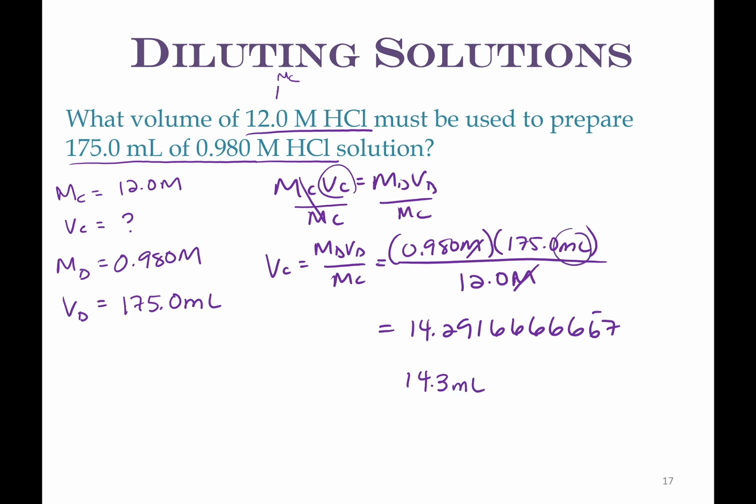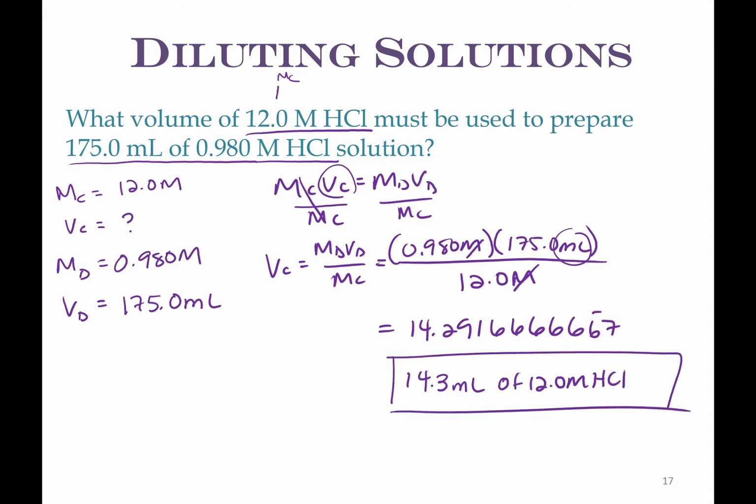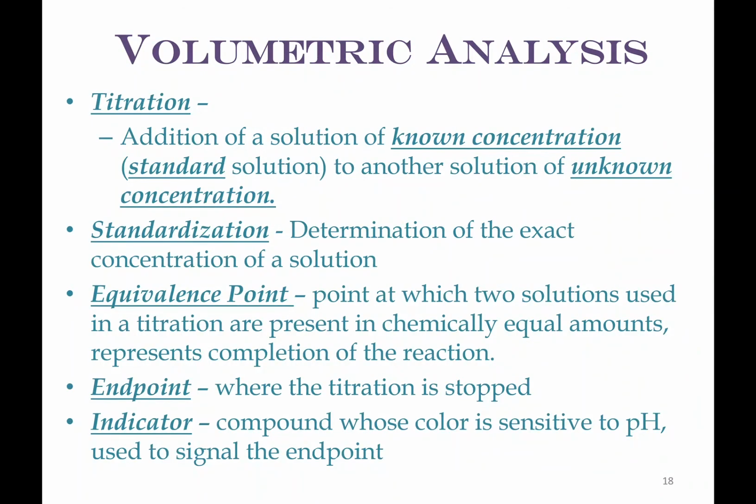But milliliters of what? Remember, if we have a volume unit, we always have to say what concentration we're using. Of 12.0 molar hydrochloric acid. Because if it wasn't 12 molar, if it was 6 molar, we would need double that. So notice we didn't use any mole ratios. There were no equations in those. Those are called dilution equations. Those are not solution stoichiometry.